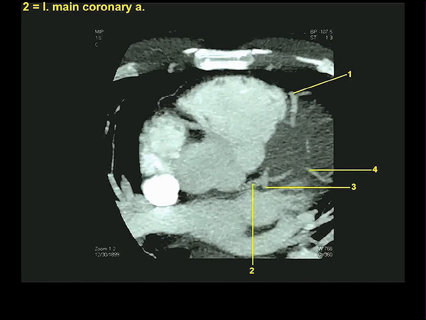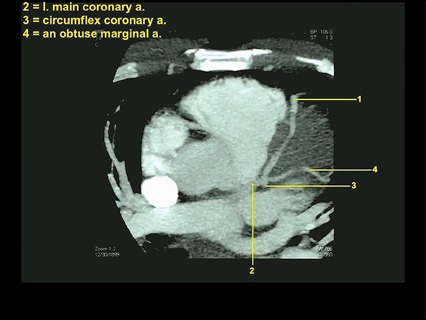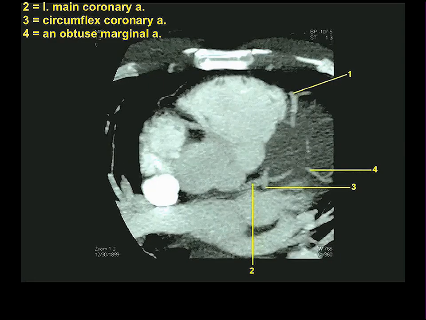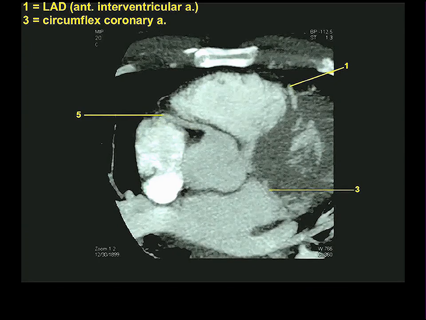Let me go back up again. 3 is a posteriorly directed branch of the left main coronary, so 3 must be the circumflex. 4 was a leftward branch, that must be an obtuse marginal. 1 is an anteriorly directed branch, which in fact is going to take up position here in the anterior interventricular sulcus. So 1 must be the LAD.